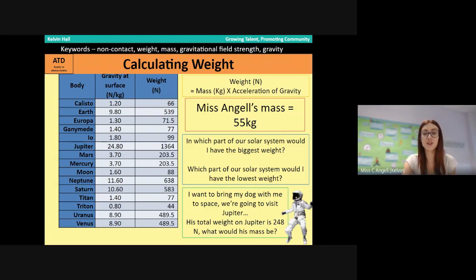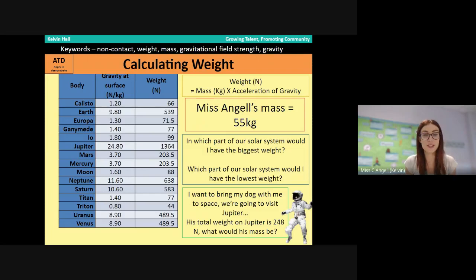88, 638, 583, 77, 44, and Uranus and Venus both have a weight of 489.5. Okay, so let's mark that section and give them a score.